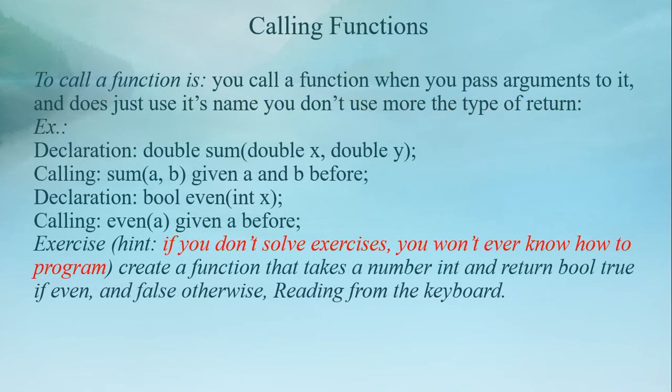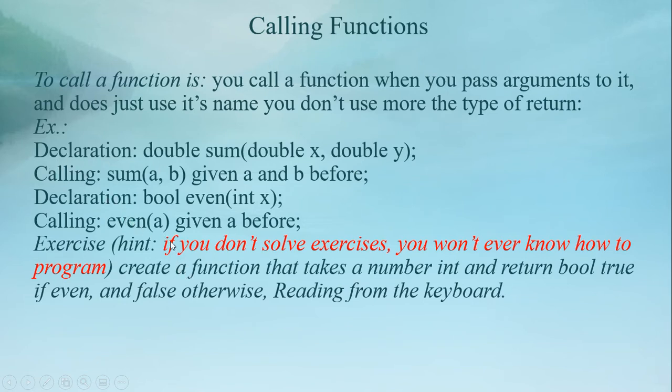So to call a function, you pass arguments to it and just use its name. You don't use the return type anymore. So just to call a function is just to use it this way here. Actually, you don't use double and you don't use these types. You just call it like this, with a and a comma b given before. So sum of a and b, given a and b before, you call it like this.